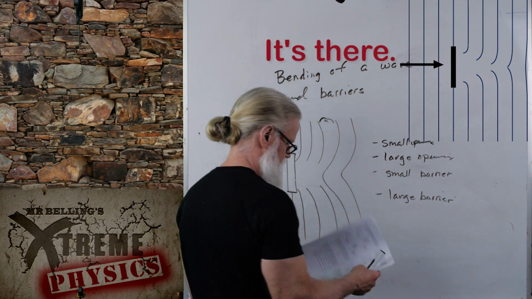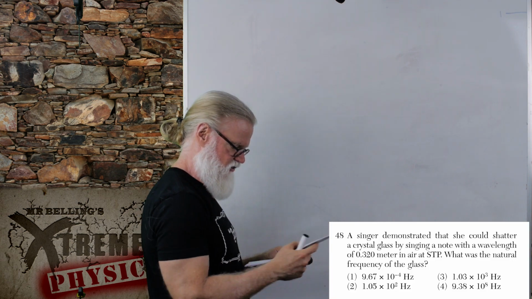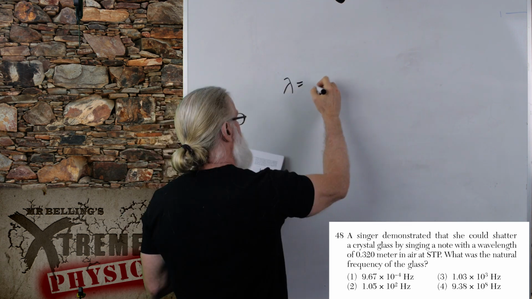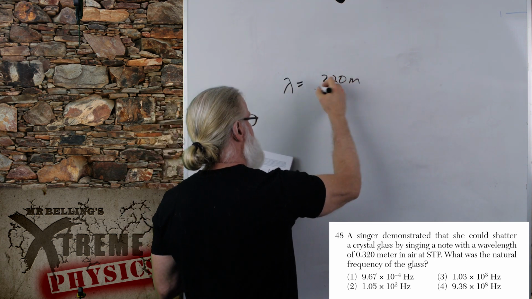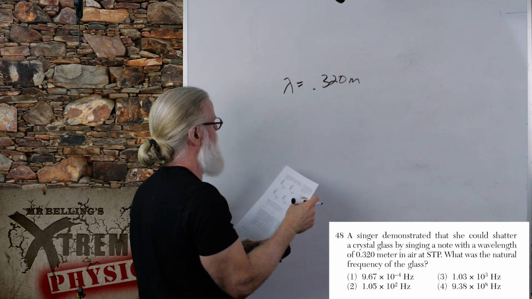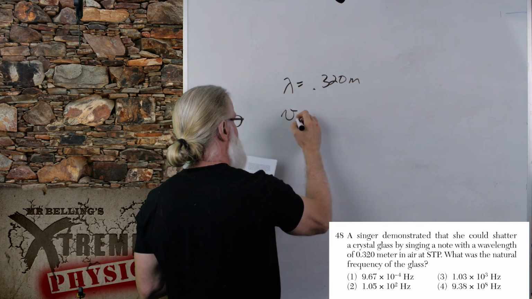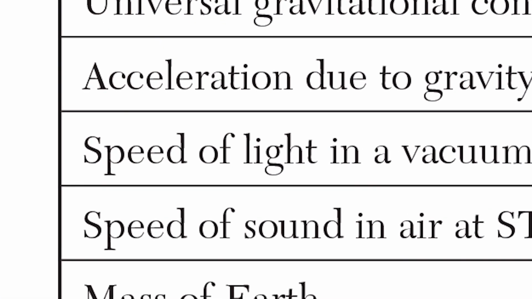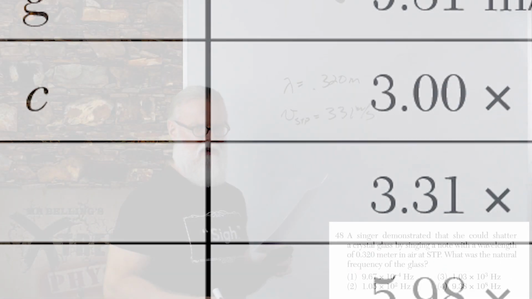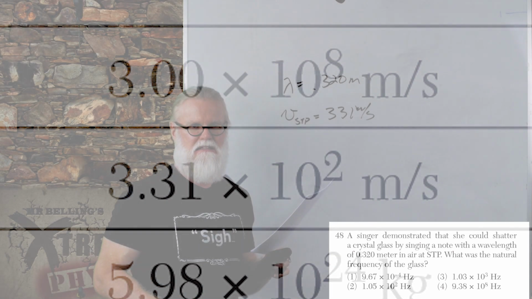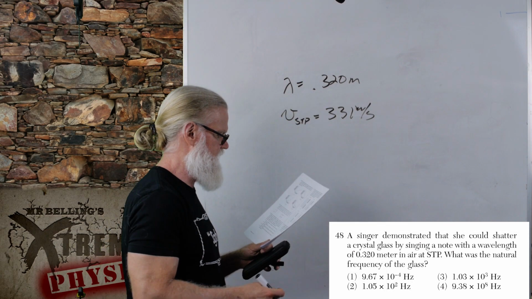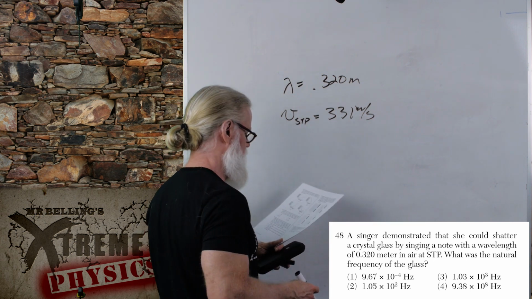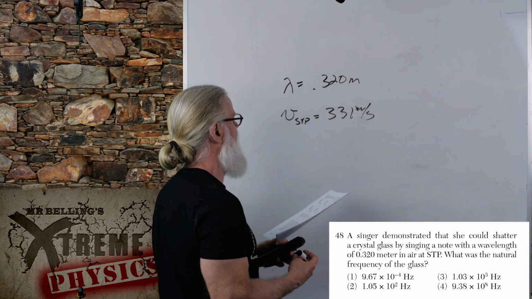A singer demonstrates that she could shatter a crystal glass by singing a note of wavelength 0.320 meters in air at standard temperature and pressure. What is the speed of sound at standard temperature and pressure? I think that's 331 meters per second. It's at 0 degrees C. She's singing cold. I hope it doesn't break. What is the natural frequency of the glass?